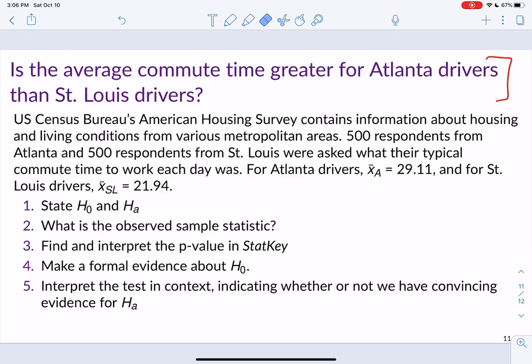Those two bits of information are going to be helpful and to some extent redundant. So let's write it. So it's going to be mu of A minus mu of SL, where A stands for Atlanta and SL stands for St. Louis, is equal to 0, versus the alternative, which is that it's greater for Atlanta drivers than St. Louis drivers.